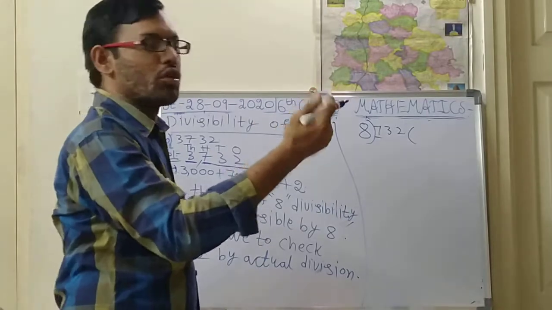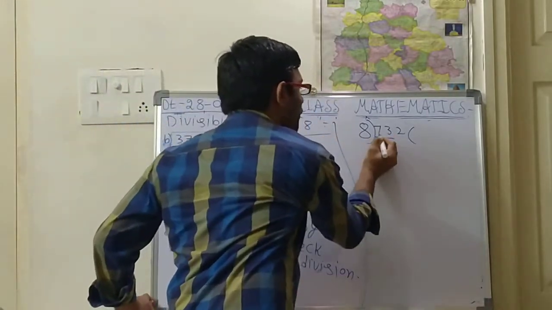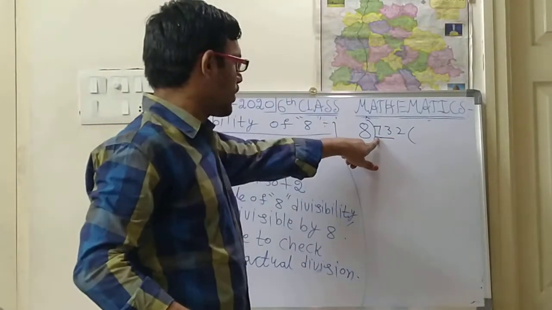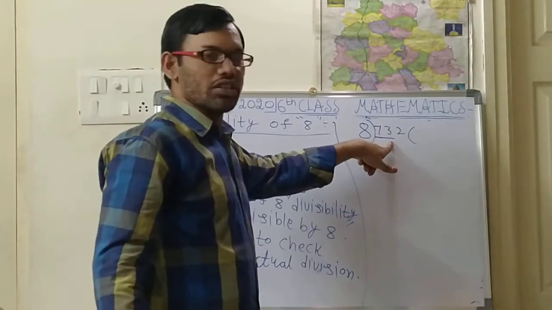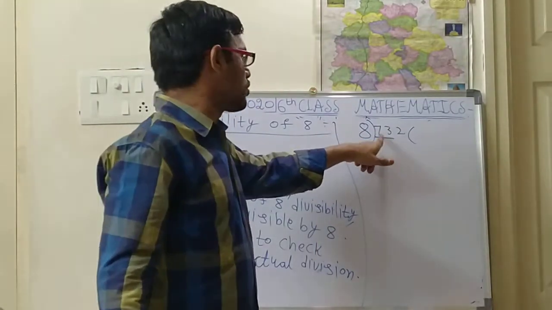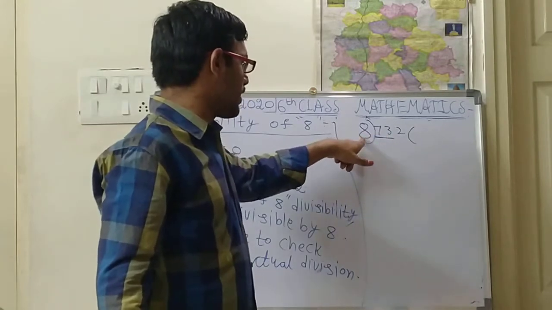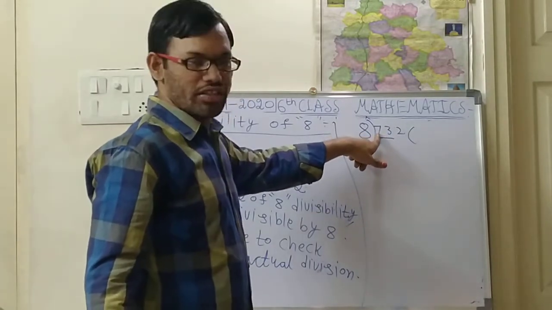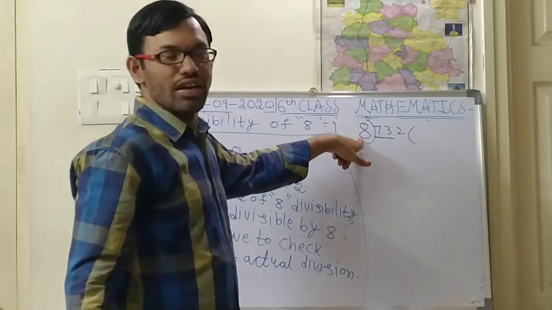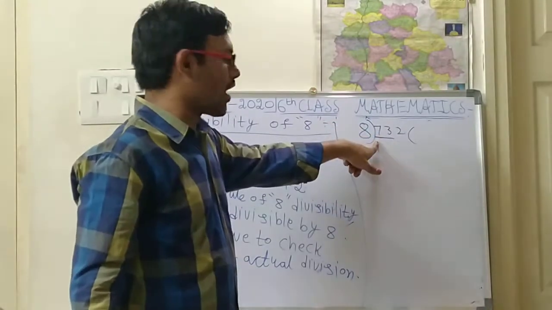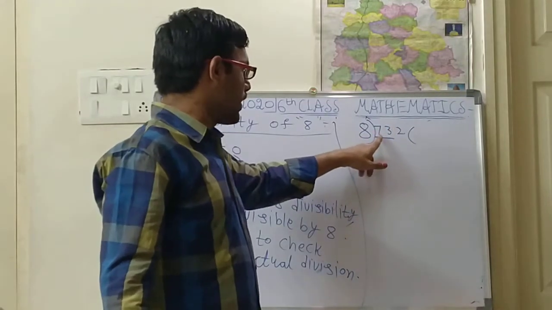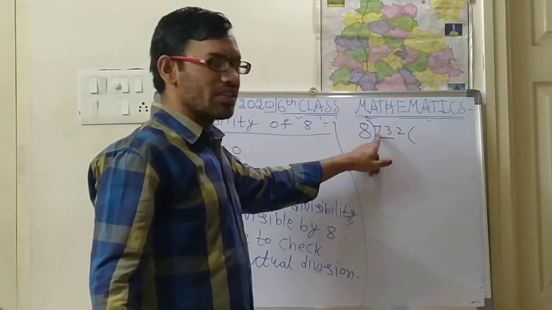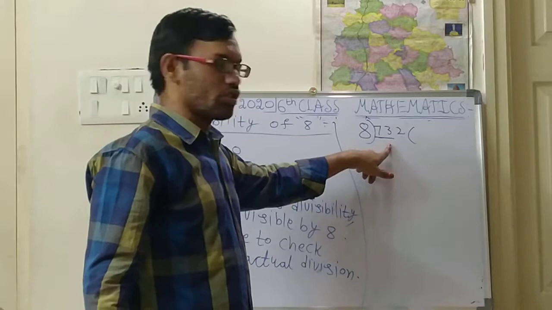So take one more digit. If the first number is less than this divisor, take two digits. If the first number is greater than the divisor, take only one digit and take the numbers one by one. Here 7 is less than 8, so I am taking two digits.